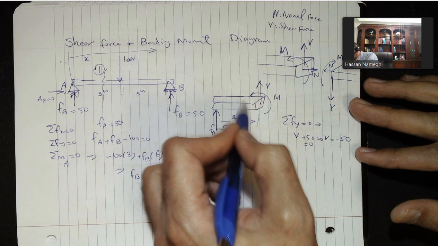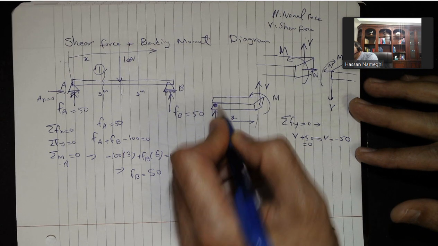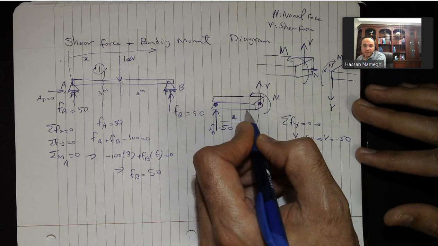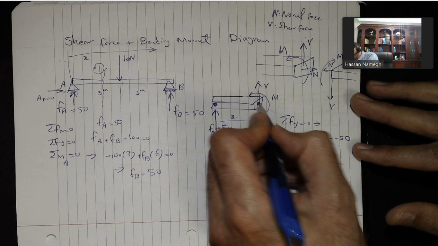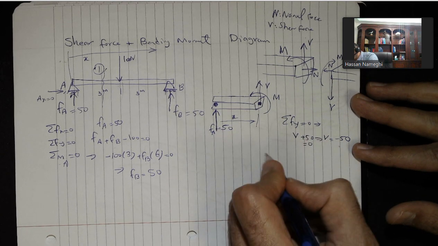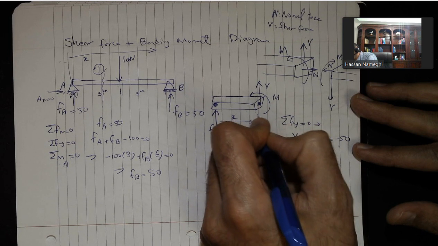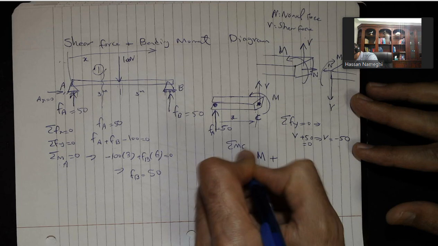Now for the moment, if I do sum of moment, I need to consider a point. I'm going to consider the point here or the point here. It doesn't matter. Wherever point you are more, again, easier for you to understand, use that point. If I do a moment about this point, I have the M plus, again, I'm going to assume that this is like a point C. Sum of moment about point C equal to 0.